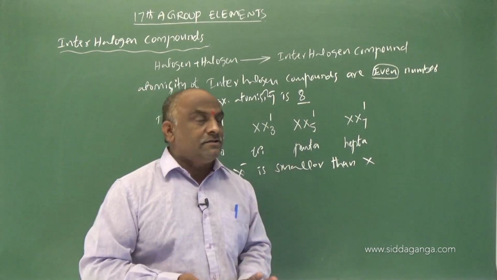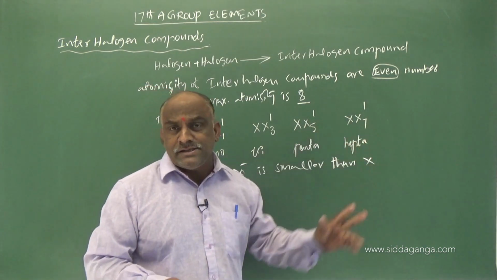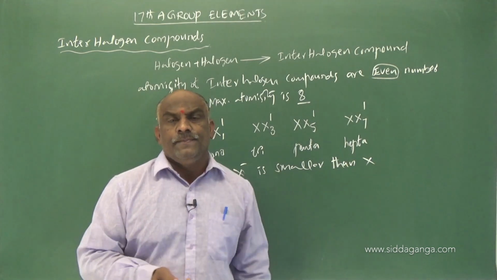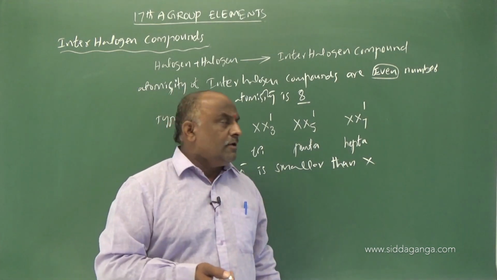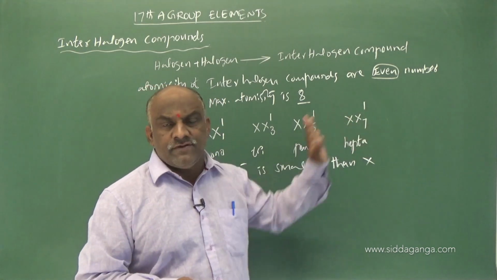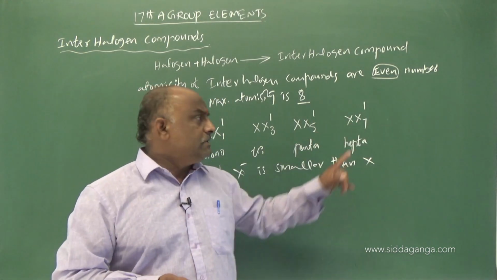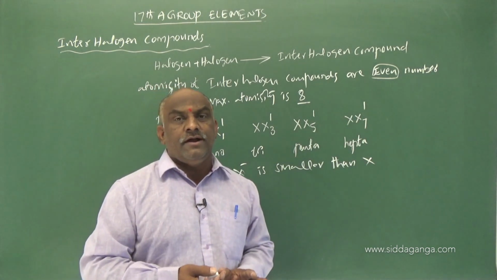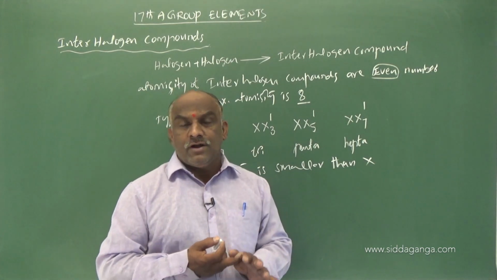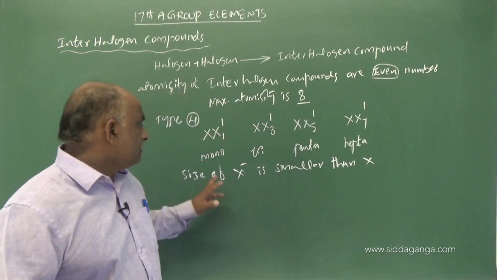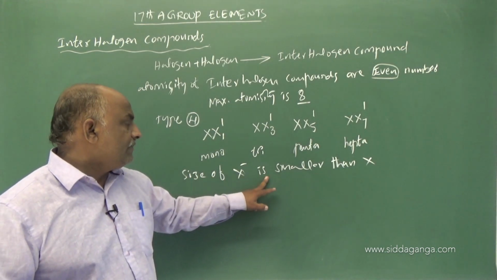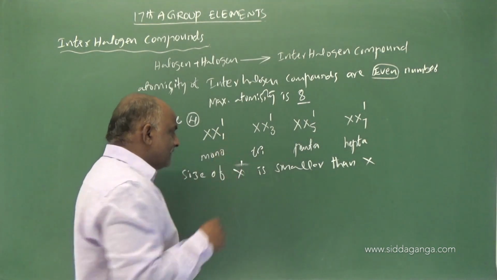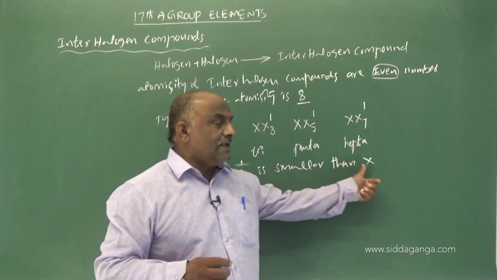Because the elements present on the right side of the formula are arranged according to electronegativity only. More electronegative elements are placed at the right side of the formula, and more electropositive elements are placed at the left side. That will be the fundamental point while writing the formula of these compounds. So the size of X dash is smaller than X.